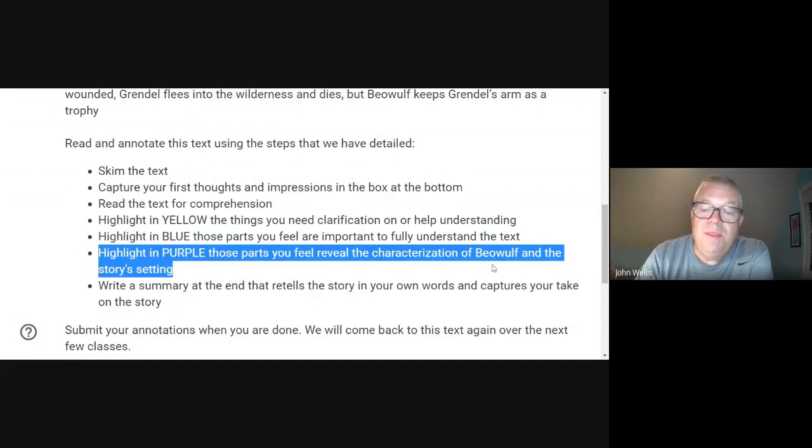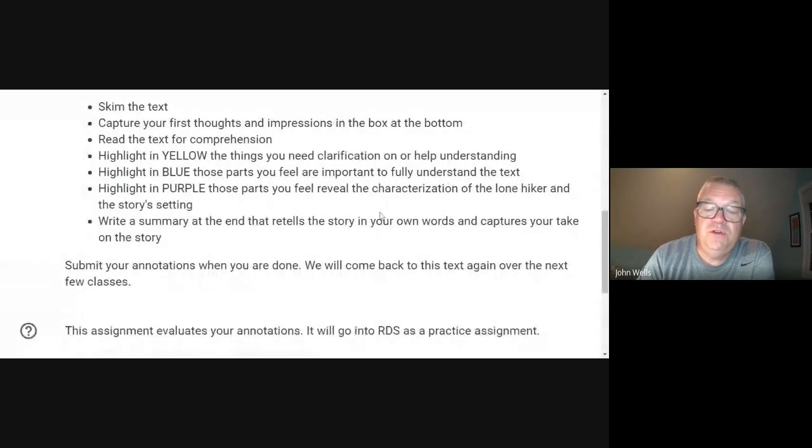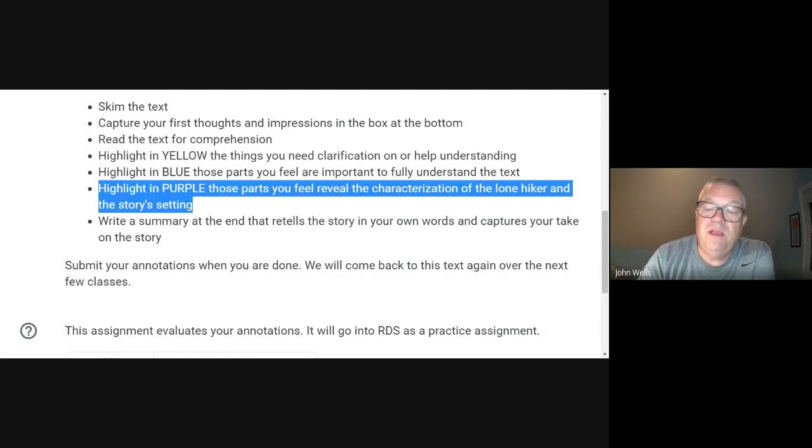Okay. The seniors are going to be looking for the characterization of Beowulf. The juniors will be looking for the characterization of the lone hiker, the main character, the narrator of the story, right? And the hiker who is out with his dog walking across the frozen Yukon.